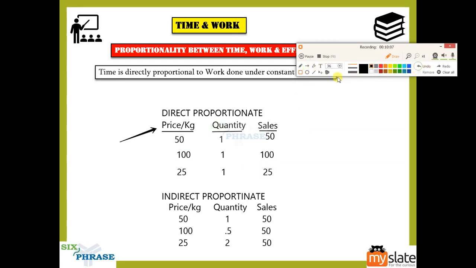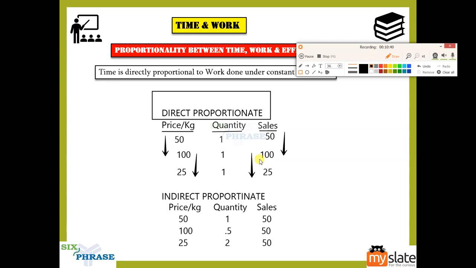Now this is what we call directly proportionate. Two variables are directly proportionate if when you increase one thing, the other thing also increases. You decrease something, the other thing also decreases. So here, as you increase the price per kg, sales also increases. As you decrease the price per kg, sales also decreases. So this is why we call price per kg and sales directly proportionate.